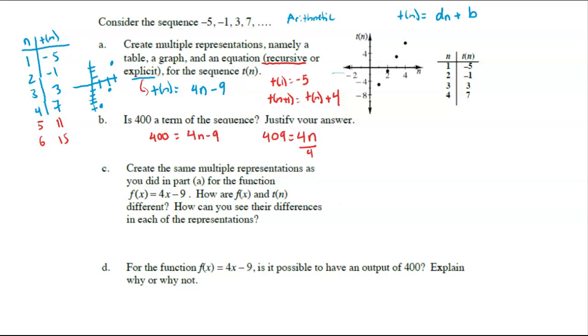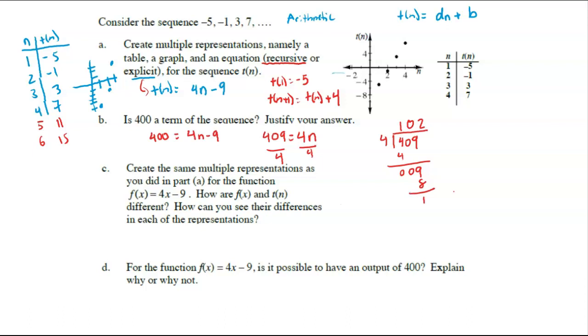I'm going to divide both sides by 4, and 4 does not go evenly into 409. So 4 goes into 4 one time, which is great, and we'll get 0 here. We'll bring down our 0. 4 does not go into 0, so we put a 0 here. And then 4 goes into 9 2 times, with a remainder of 1.